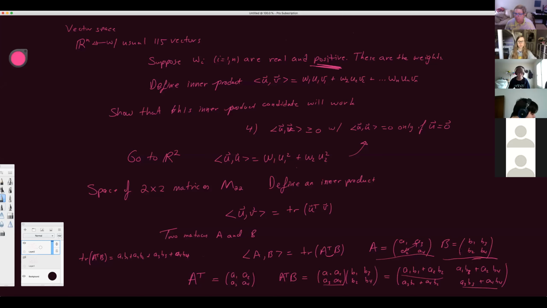Okay. So we had these two matrices, and then we did the trace of A transpose B, and we ended up with this thing, right? Which looks a lot like multiplication of components if you have two vectors, doesn't it? Like V1U1 plus V2U2, right? Or VXUX plus VYUY, right? So it looks a lot like that in the end.